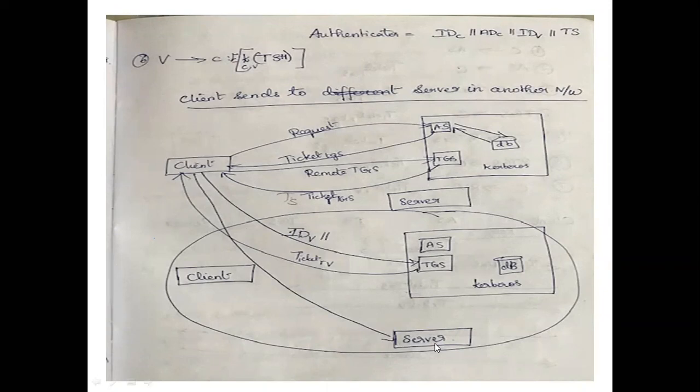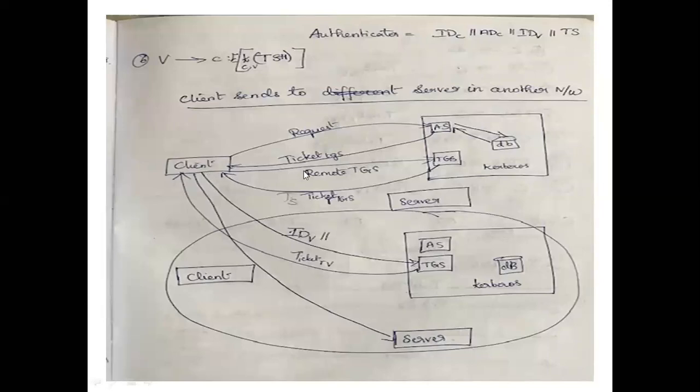So I'll repeat this process again. In this diagram, the first diagram, just make it remote ticket TGS. Here also remote ticket TGS. So first the client is going to request for the remote server access. Once it is checking the database, it will return the ticket for this TGS. Okay, here it will be only ticket TGS. So it will be returning the ticket for this TGS.